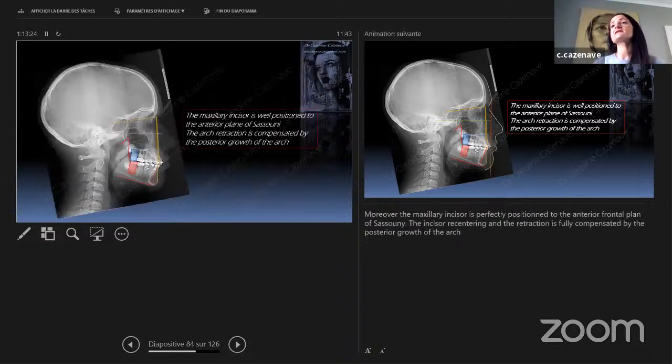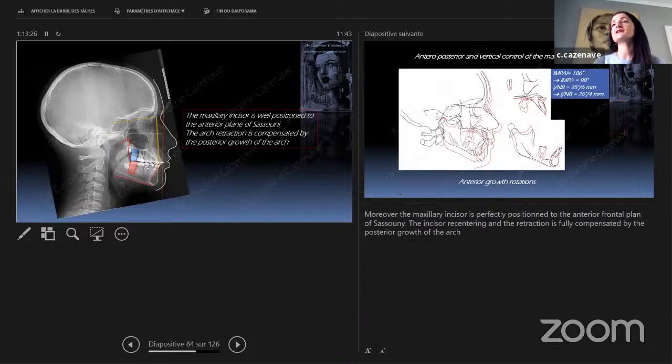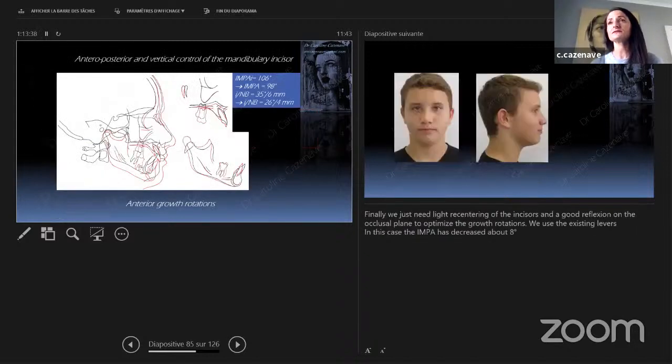Moreover, the maxillary incisor is perfectly positioned to the anterior frontal plane of Sassoon. The incisor recentering and the retraction is fully compensated by the posterior growth of the arch. Finally, we just need light recentering of the incisors and a good reflection on the occlusal plane to optimize the growth rotations. We use the existing levels. In this case, the MPA has decreased about 8 degrees.